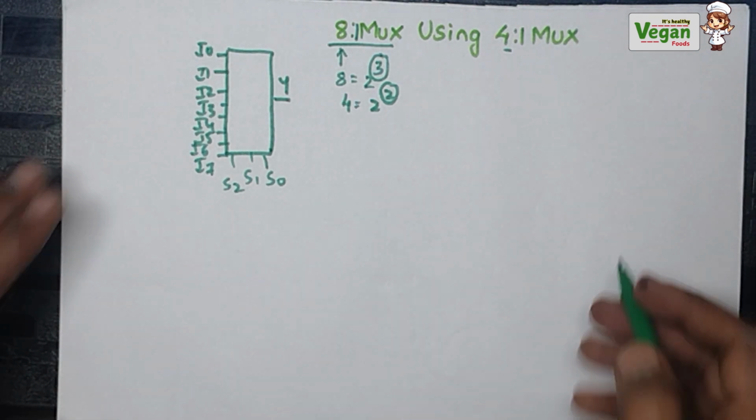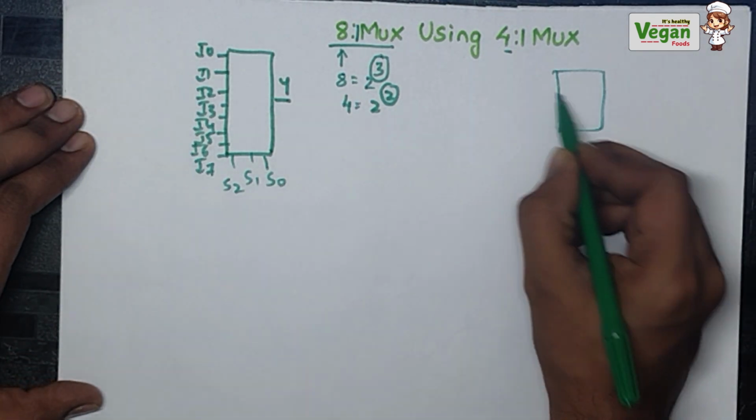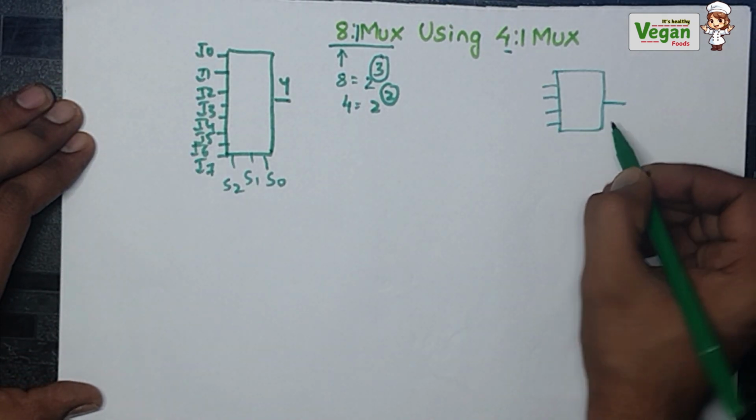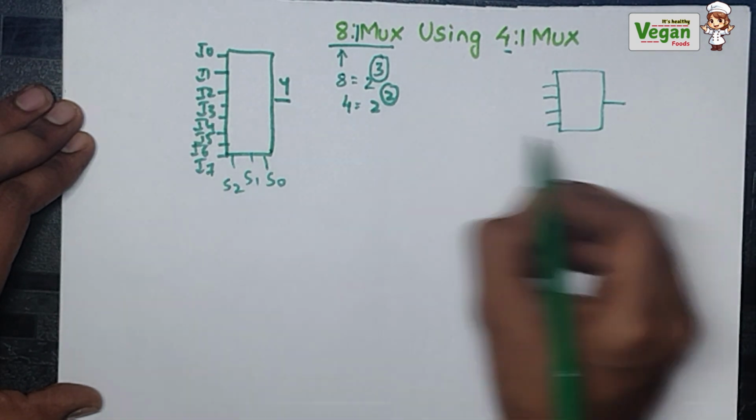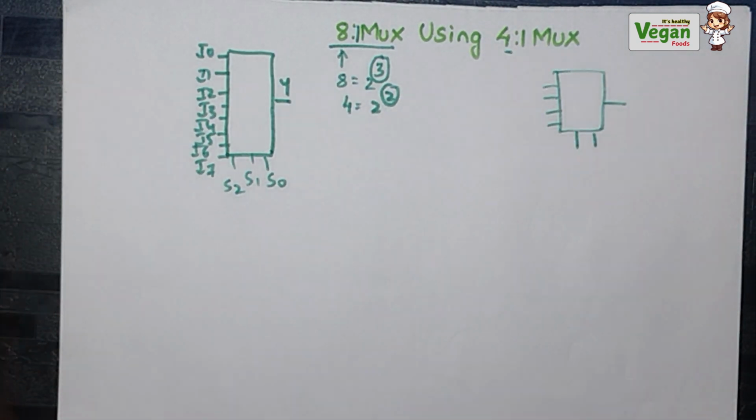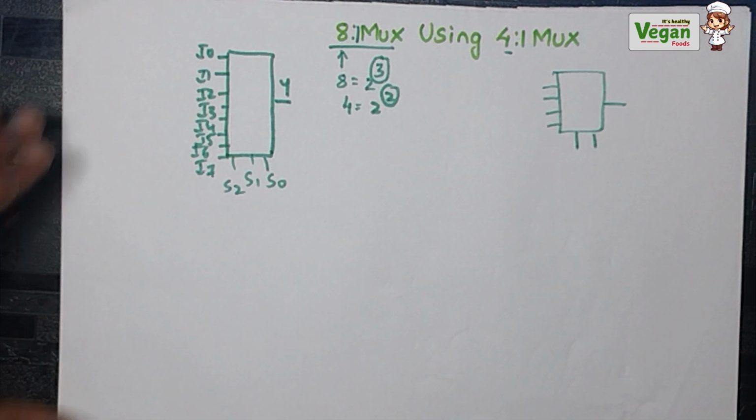So in a 4:1 multiplexer, we will have 4 inputs and 1 single output, and as we discussed, 2 selective lines will be there. Now using these conditions, we will draw the 4:1 multiplexers, and using those 4:1 multiplexers, we will construct the 8:1 multiplexer. To construct it, we just need two 4:1 multiplexers.